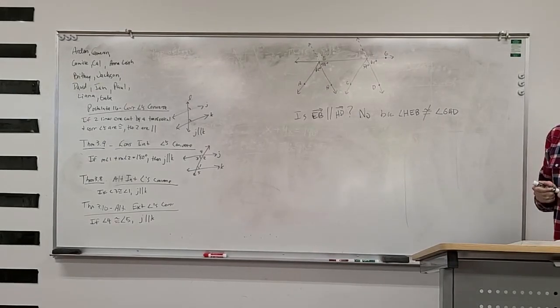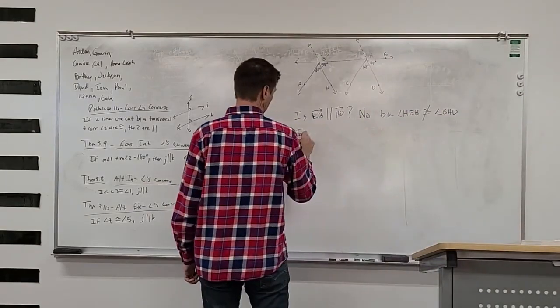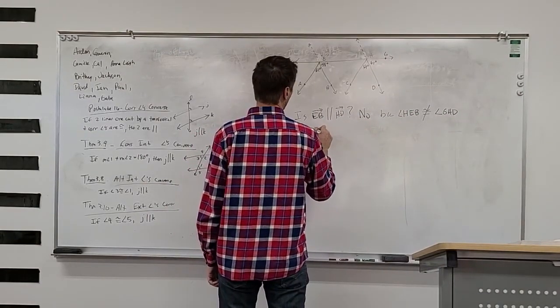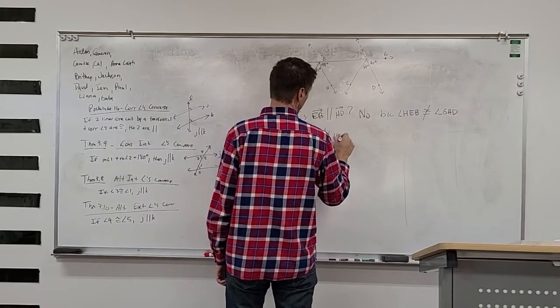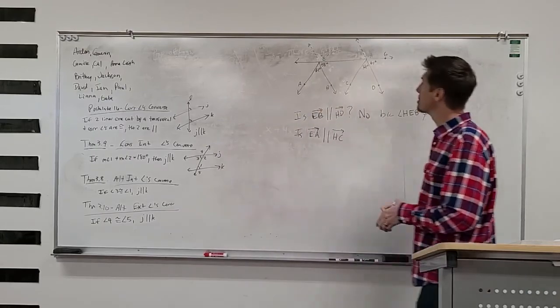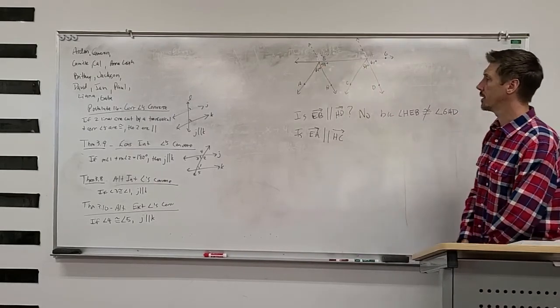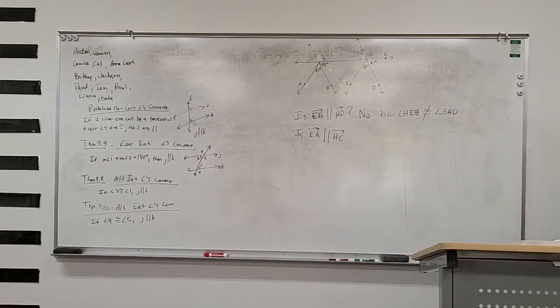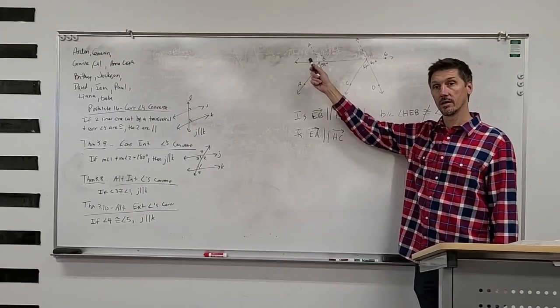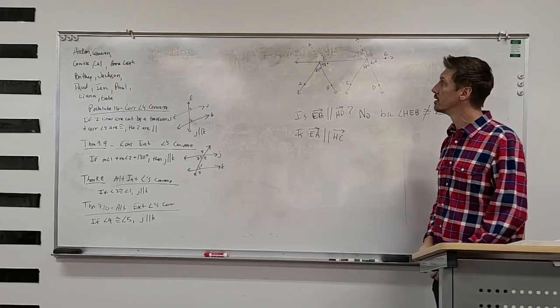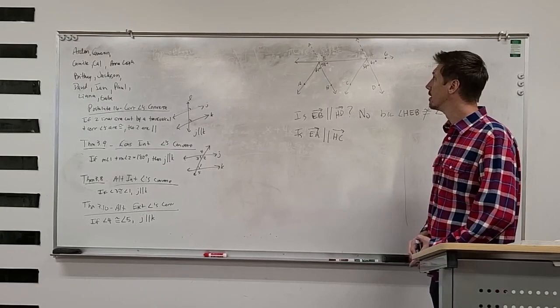All right, what about EA? Is EA parallel to HC? For this one, we don't have two angles that we can compare together, so that's a little bit harder. We just have to do some math. Since it's a straight angle, can we find this? You just need to add up 58 and 62, and take 180 minus that.